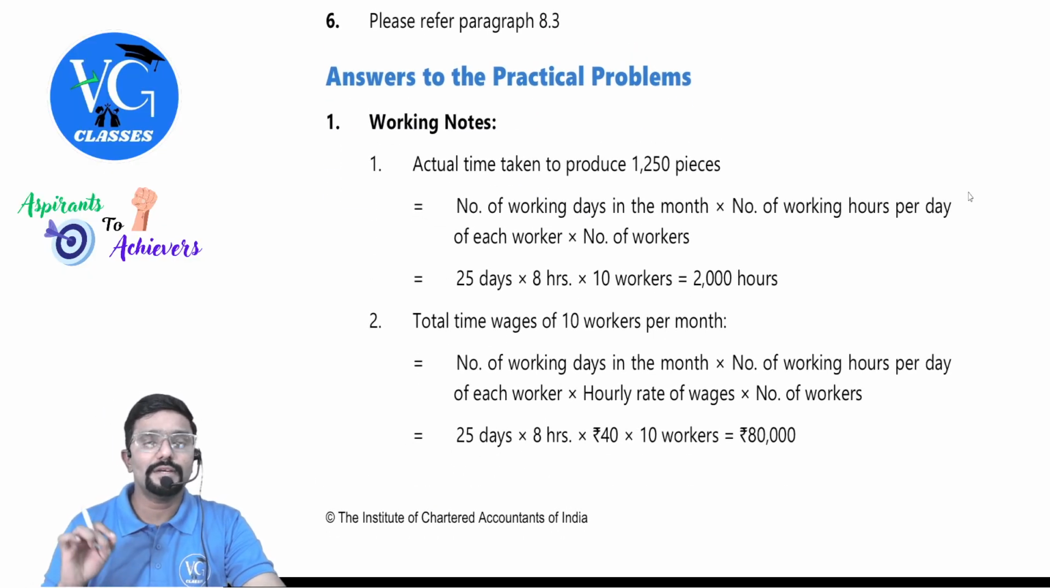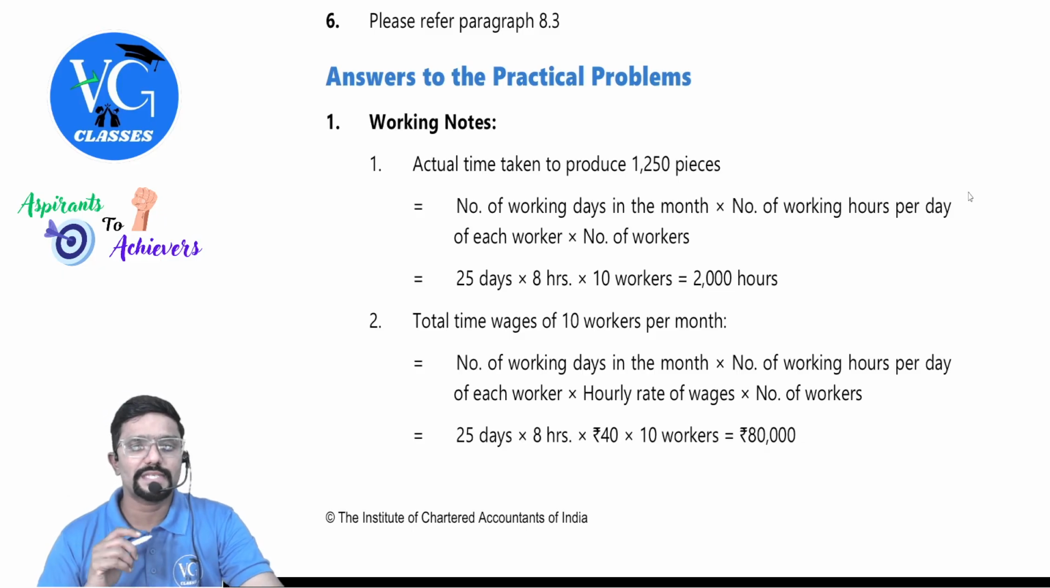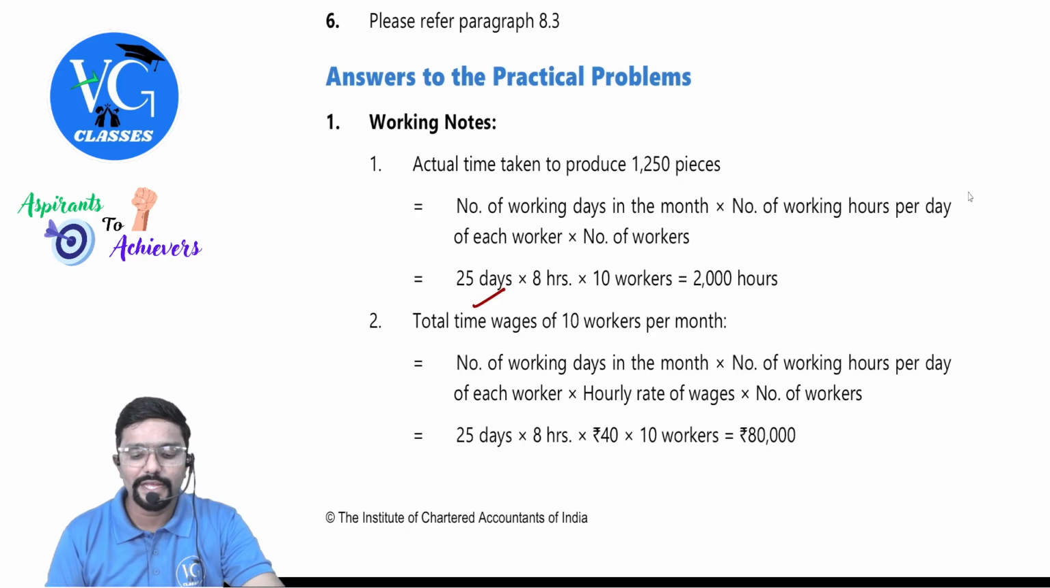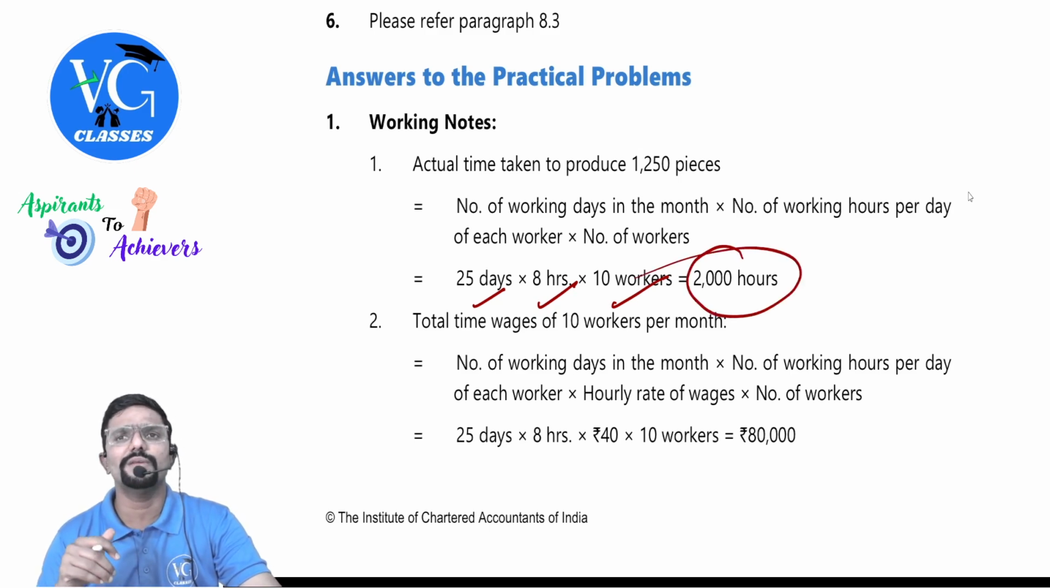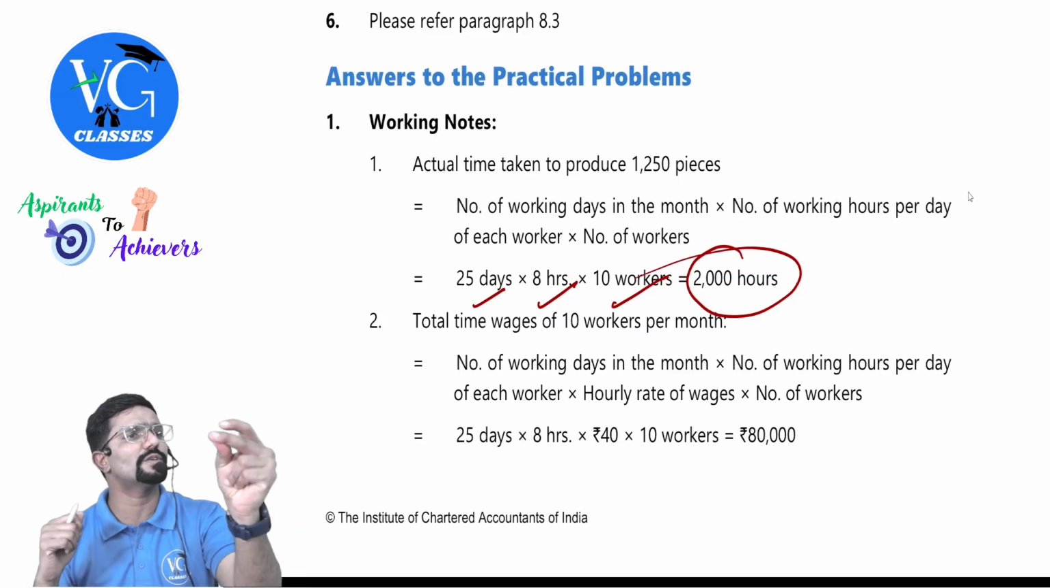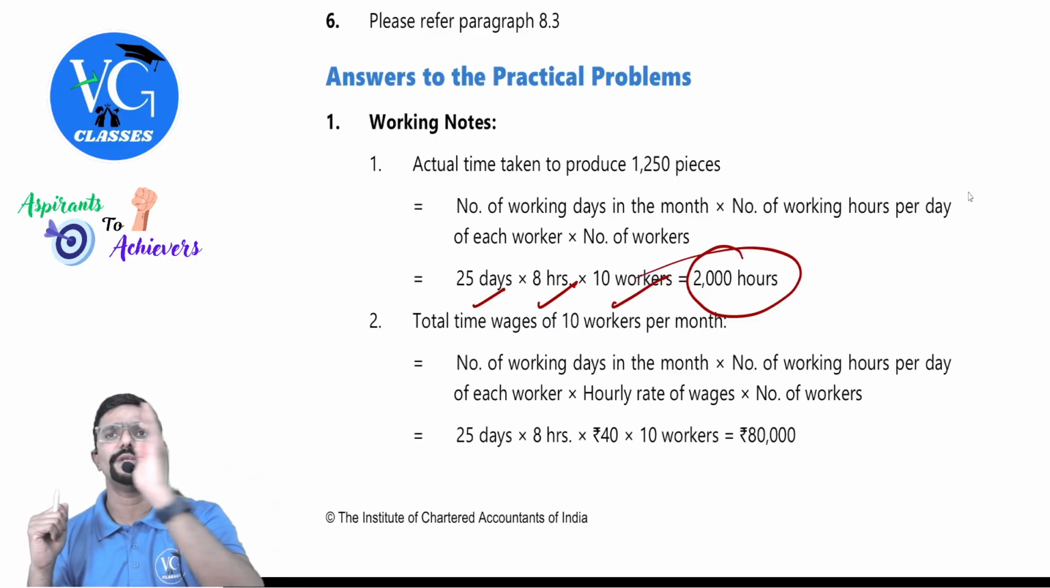Actual time taken to produce 1250 pieces, guys. Number of working days in a month is how much? 25. Each day, how many are working hours? 8 hours. And how many workers are working? 10 workers. So totally we have worked for how many hours? 2000 hours to produce 1250 units.